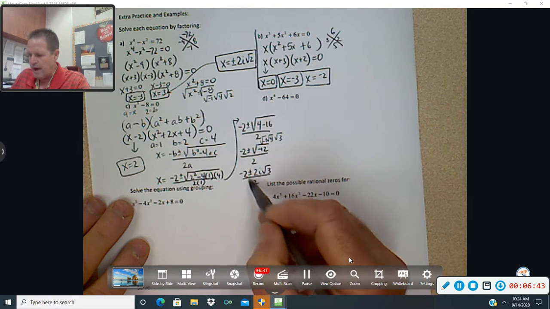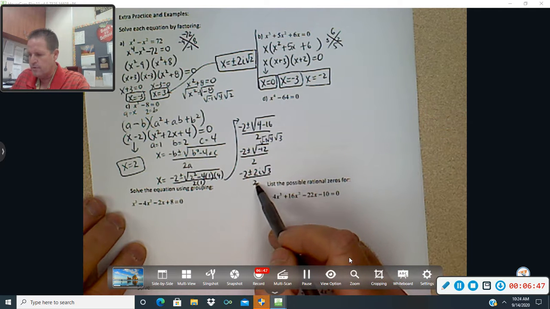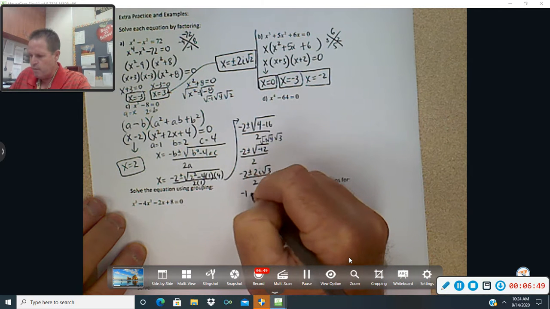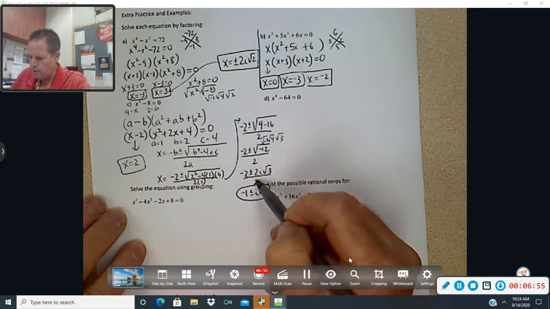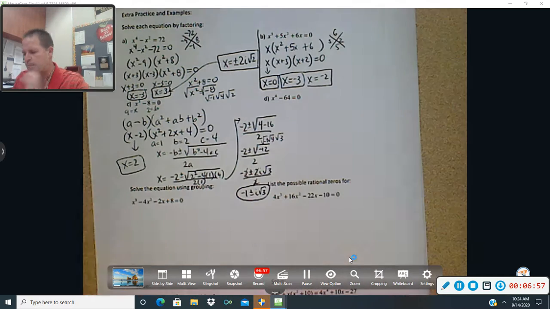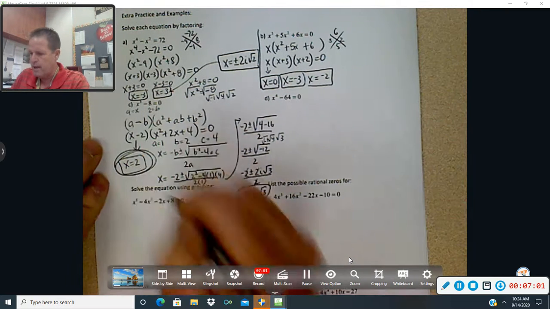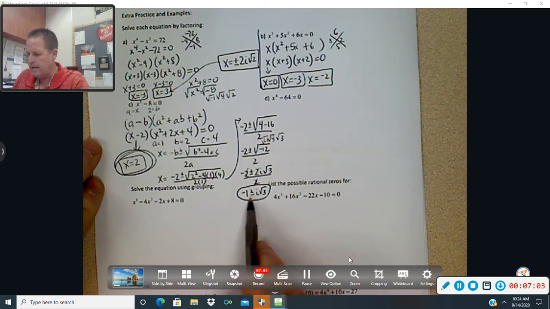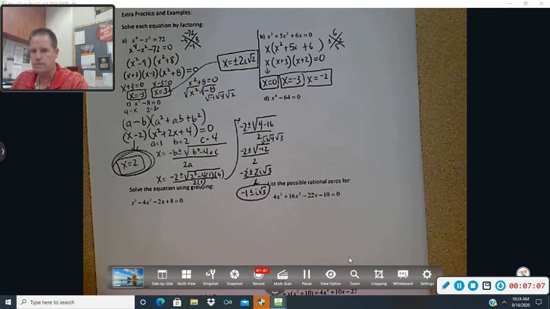Now if you can divide all the outside numbers by 2, which you can, I can reduce all of those. This becomes negative 1 plus or minus i square root of 3. Okay, again, the 2 goes into all those outside parts, so we reduced it to get there. So we've got 2 that we got way back here, and negative 1 plus or minus i square root of 3 as our other answer.